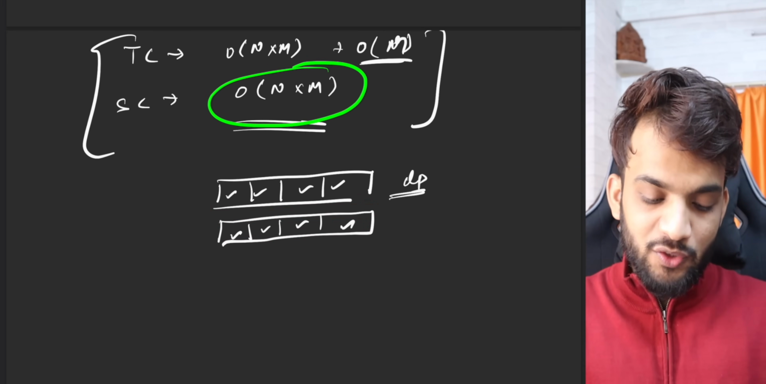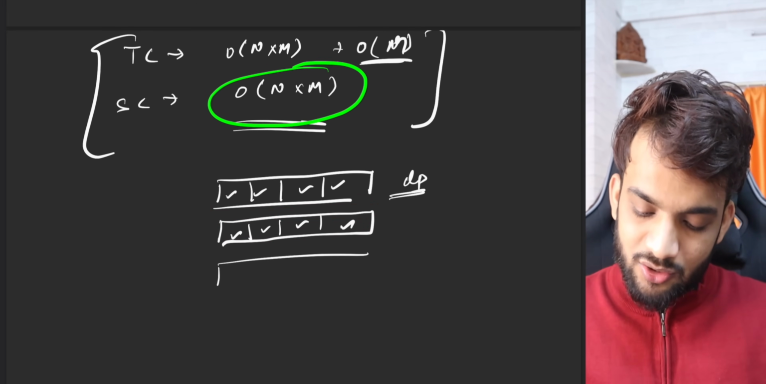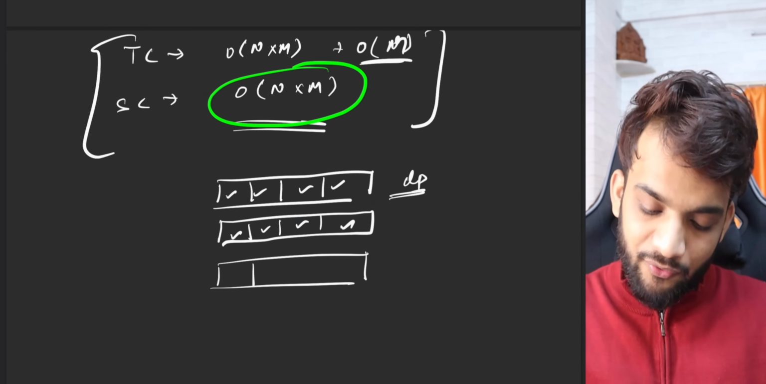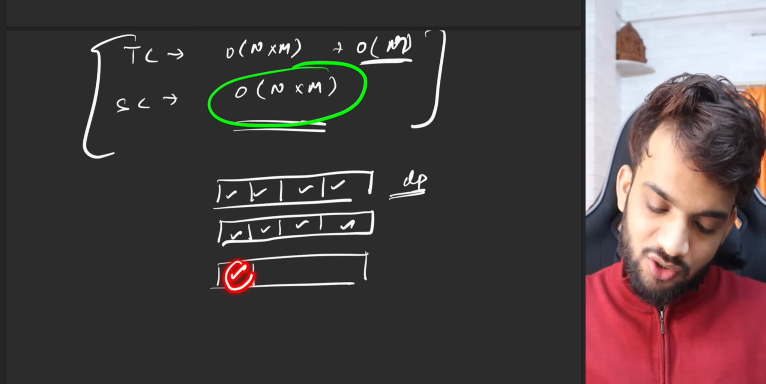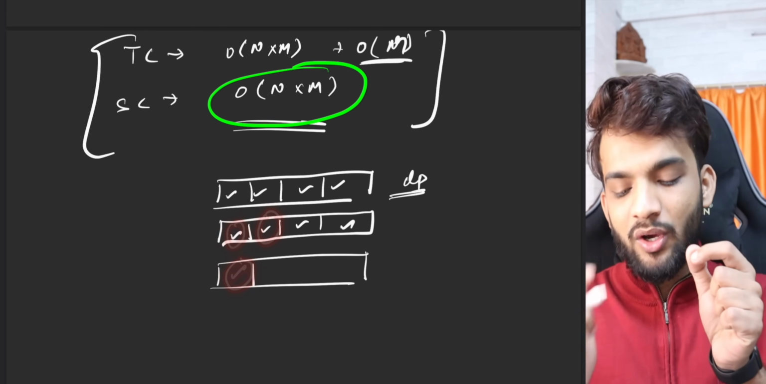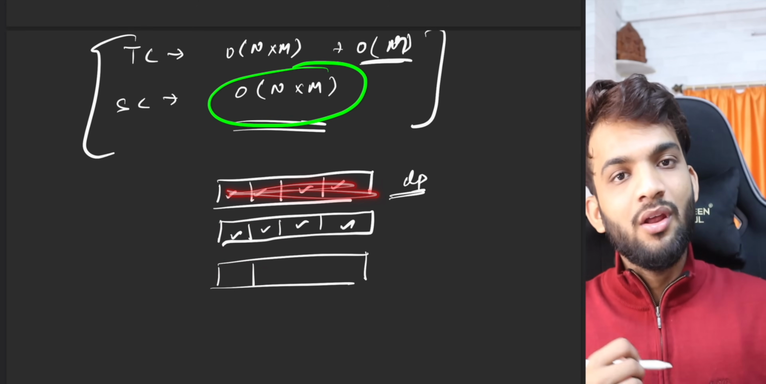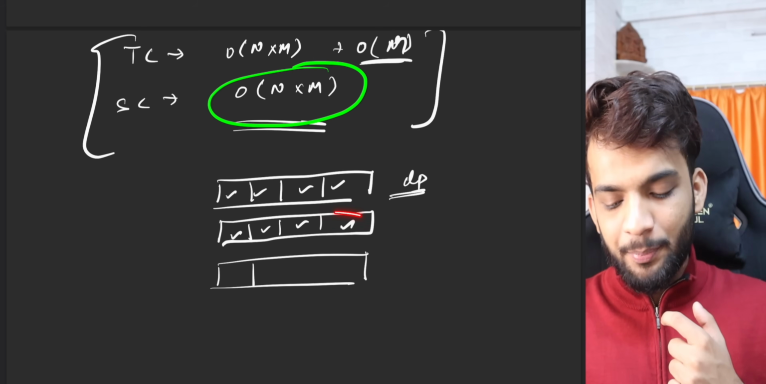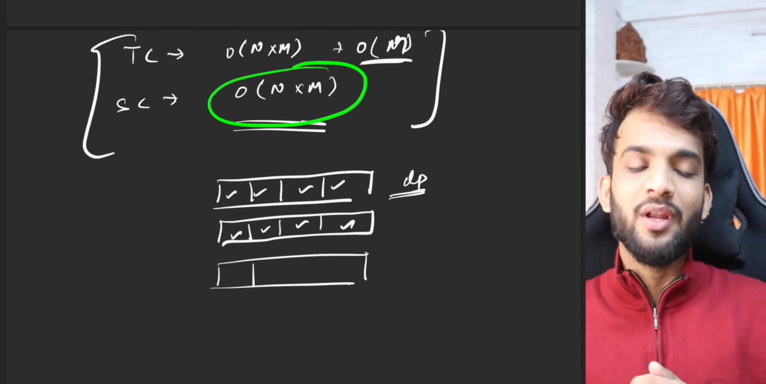And the moment this row is filled, the value of i increases to the next. And now you start filling up this guy. And in order to fill this, you'll just require this and this. So, do you need to store this? No. You just need to store the previous row. So just keep on storing the previous row.